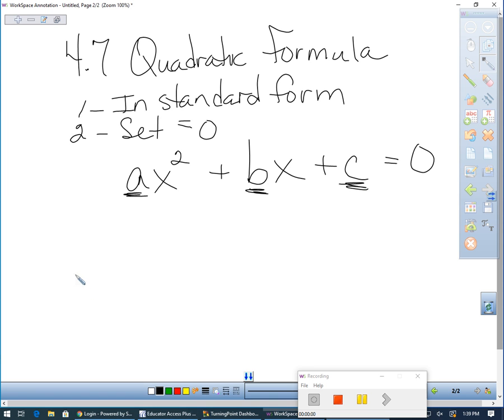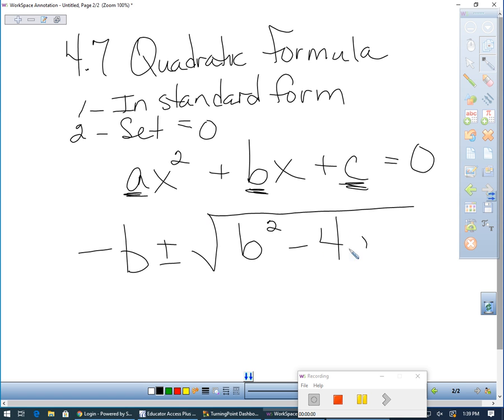Quadratic formula, ready? The quadratic formula is x equals negative b plus or minus the square root of b squared minus 4ac, all over 2a. Yes, we've done it before. The only difference is that back in Algebra 1, I let you put that number under the square root into your calculator and get a decimal.